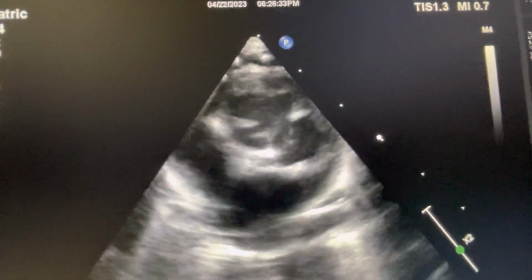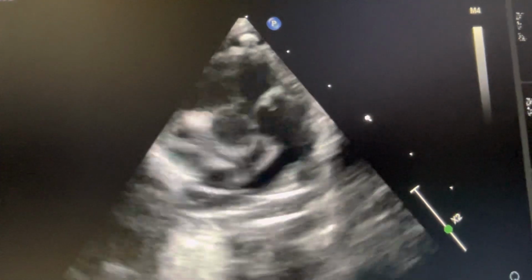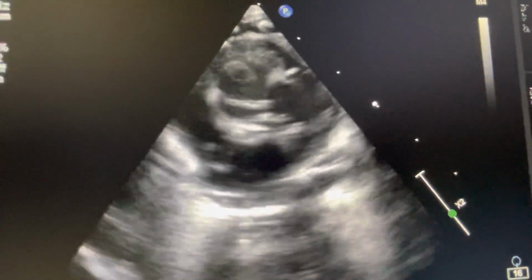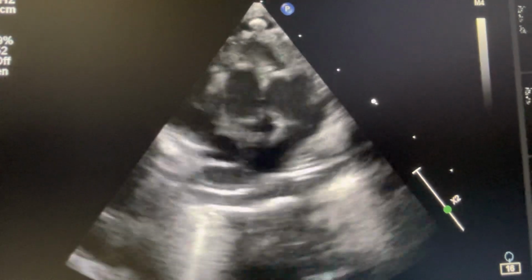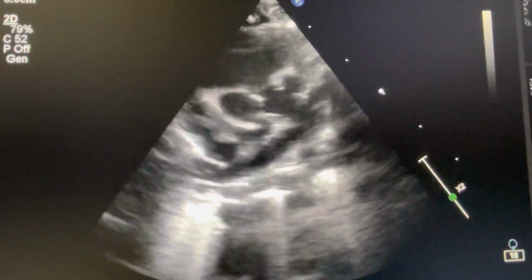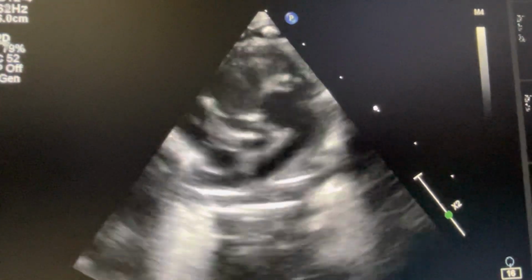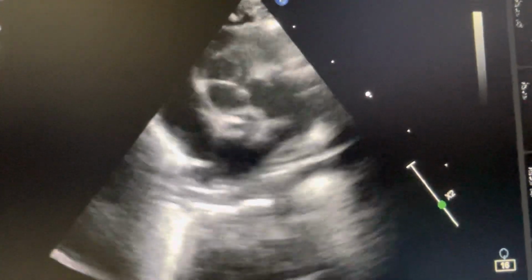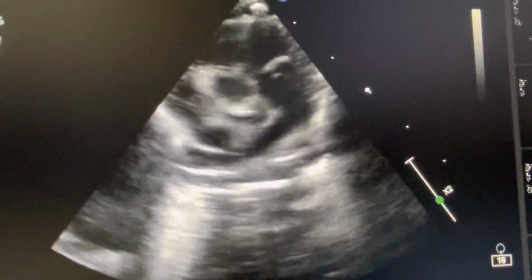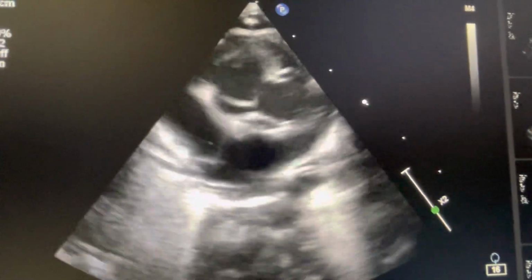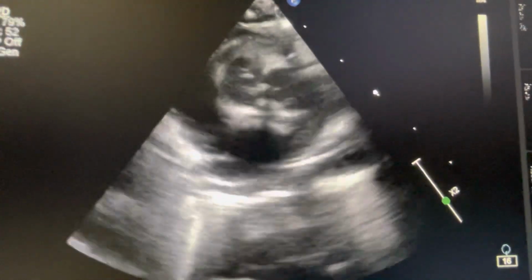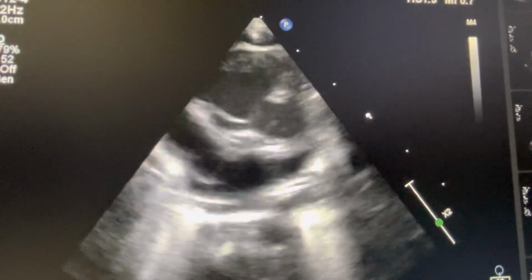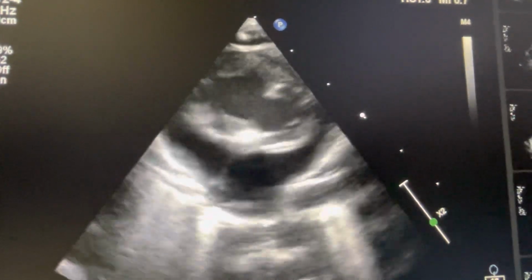This is next image. You can see both aorta and pulmonary artery in short axis, and both are seen in one view. Whenever you see in one view both aorta and pulmonary artery in the same plane, I mean both in short axis, you can see both valves in the same view. That means the case of transposition.